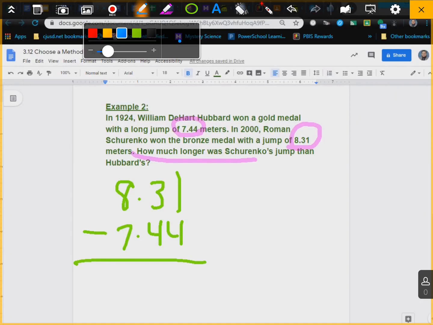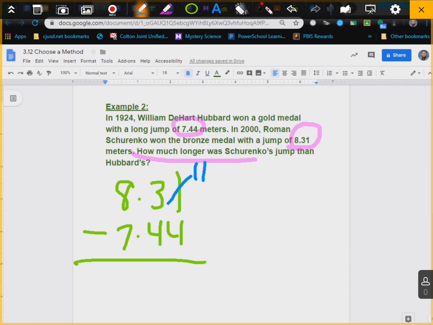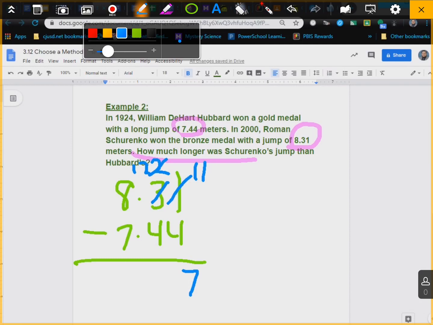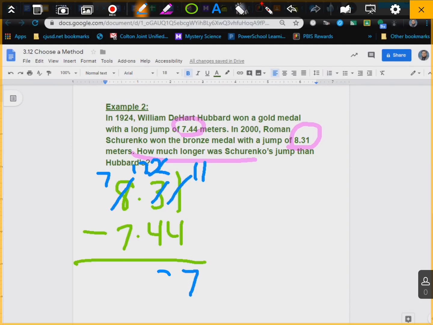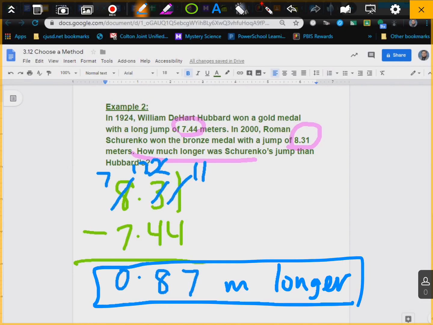So, we see that the 1 is smaller than the 4, so we have to add 10 and take 1 from the 3. The 3 changes to a 2. 11 minus 4 is 7. Okay? Now the 2 is smaller than the 4, so we have to add 10. That changes to 12. Sorry, that's in my word problem there. I'll put it over here and erase this. Okay, that changes to a 12. The 8 changes to a 7. 12 minus 4 is 8. Bring down your decimal. And 7 minus 7 is 0. So, Sharunko's jump was 0.87 meters longer than Hubbard's. Okay, and that would be your answer.